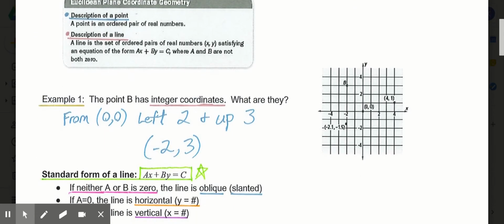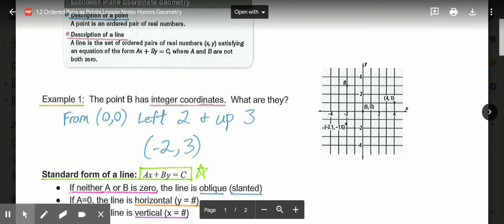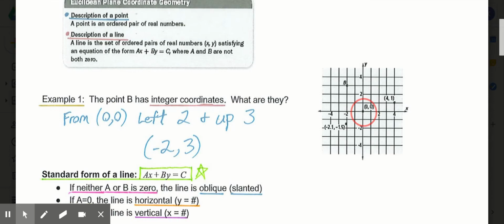So we're going to look at some of these applications of plane coordinate geometry. So example 1, the point B has integer coordinates. What are they? So just a refresher on taking the coordinates from a point on a plane. So again, brief refresher. Remember, you always start at the origin, or 0, 0, and go from there to identify your coordinates. So to get to B, we had to go left 2 and up 3, which means we were at a -2 for our x and a +3 for our y, so -2, 3.